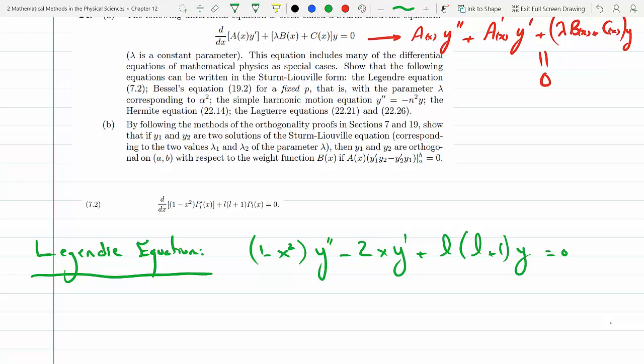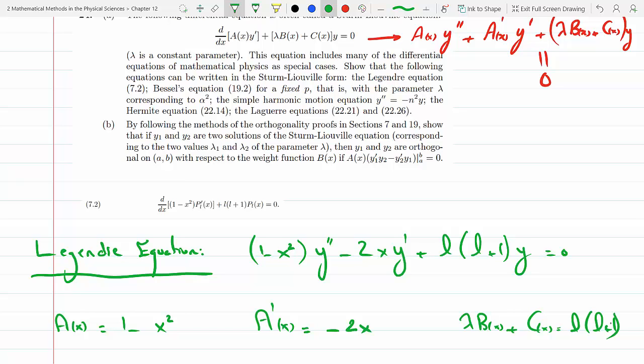We can see that a(x) is the coefficient of y double prime, which is 1 minus x squared. A prime(x) can come either from differentiating a(x) or by reading off the coefficient of y prime, which indeed is minus 2x. And the coefficient for y is l times l plus 1, so that means lambda b(x) plus c(x) would have to equal l times l plus 1.